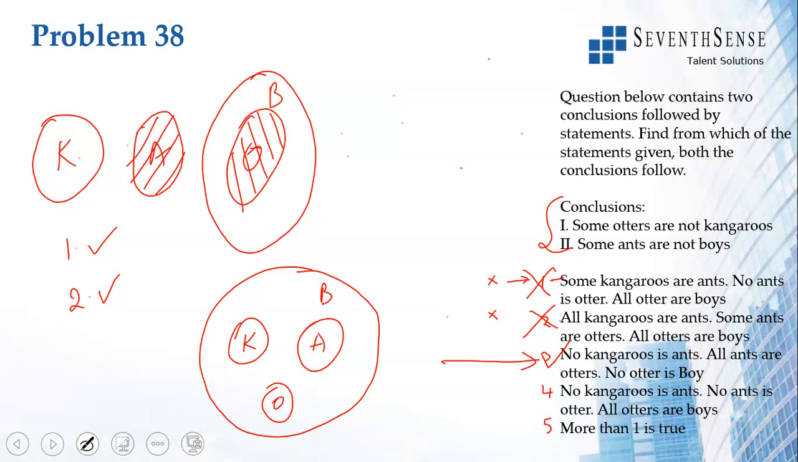Some otters are not kangaroos. Okay, some otters are not kangaroos. Conclusion 1 holds. Some ants are not boys. No, all ants are boys in this drawing. Hence, conclusion 2 does not hold. So, in the alternate drawing for option 4, conclusion 2 is not valid. Hence, statement 4 is also wrong. So, our answer is option 3.